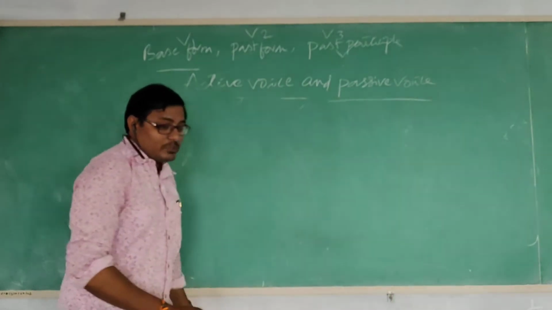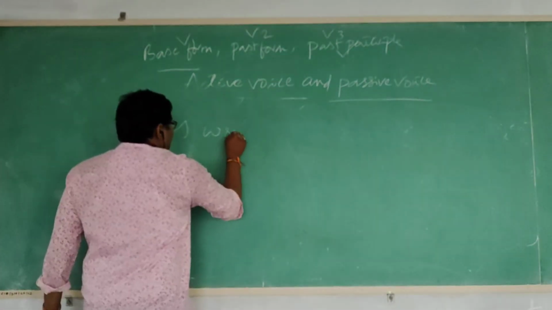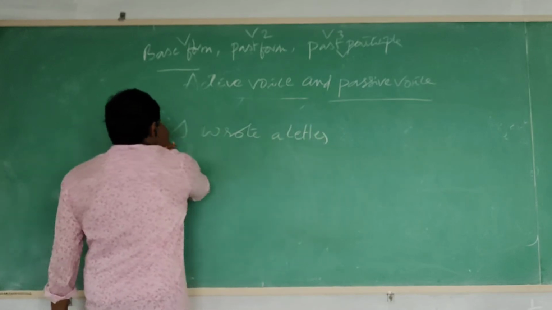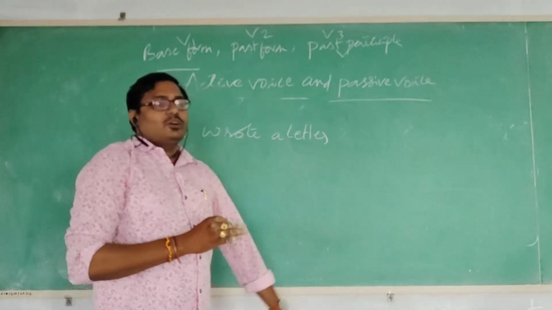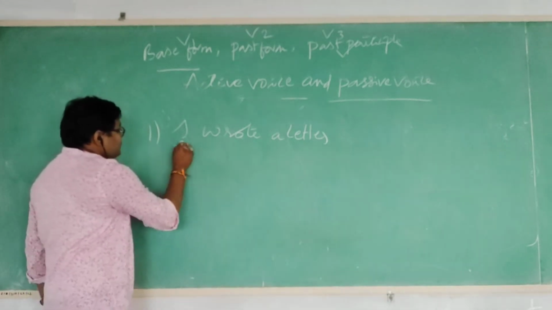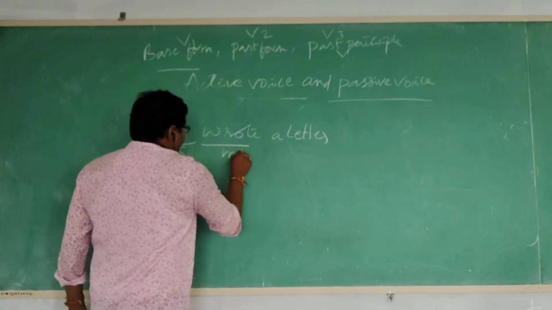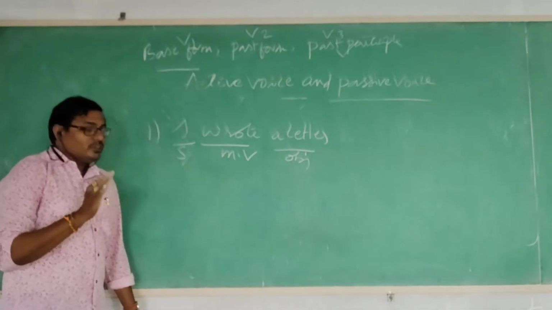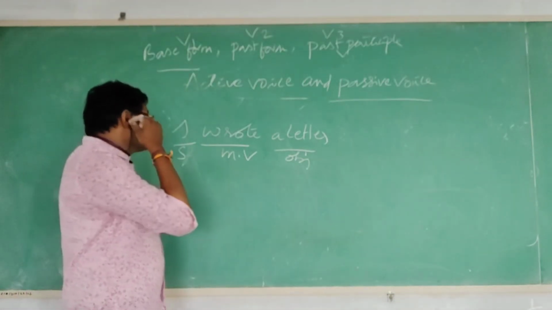Now let us see some examples. I wrote a letter. See here, this sentence is in simple past, right? Because we can see I is the subject and wrote is the main verb and a letter is the object, right? This sentence can be considered as a simple past tense.